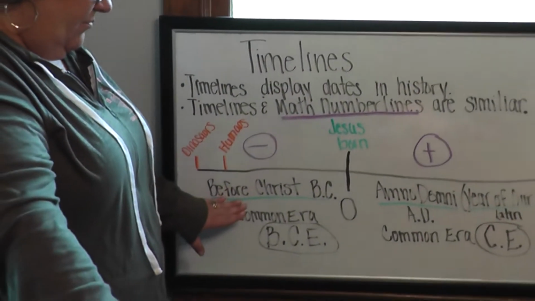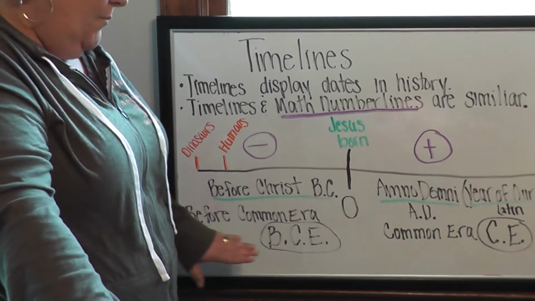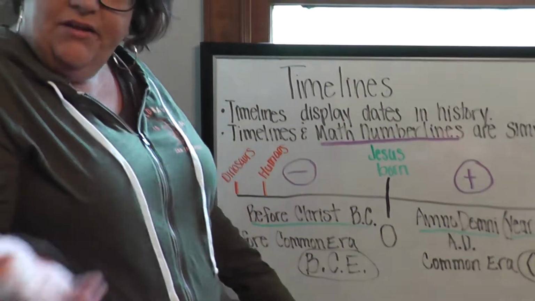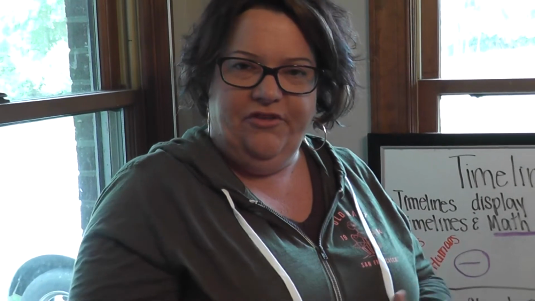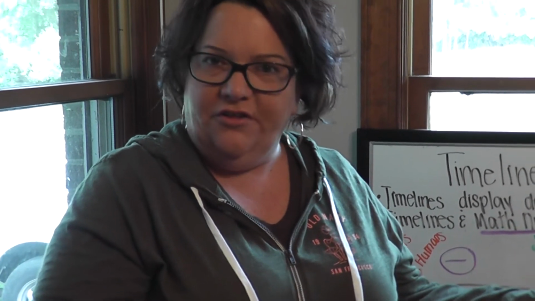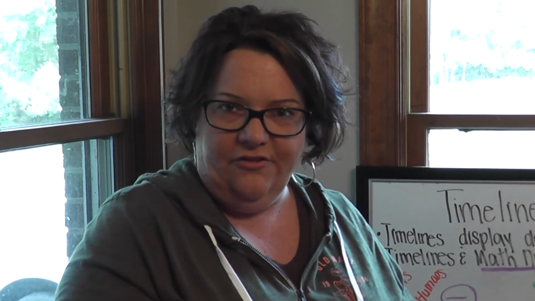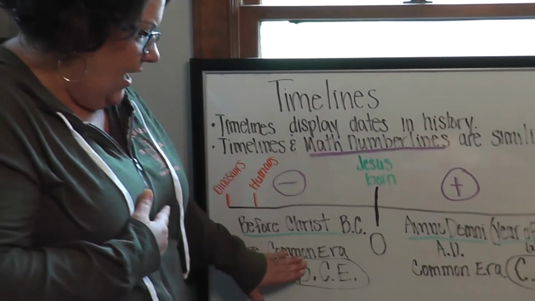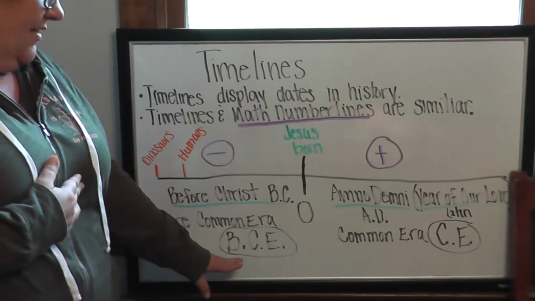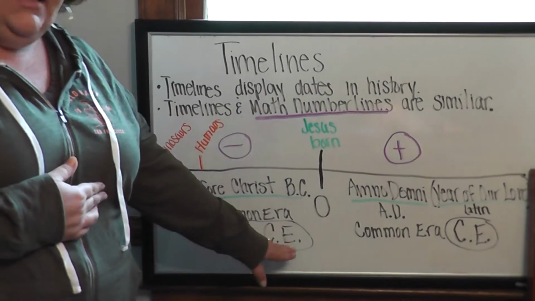Before Christ would be BC, but nowadays we say before Common Era, because not everybody is Christian. We have to be sensitive to how other peoples and other cultures judge Jesus, where he might be important in our lives but not in others. So before Common Era is what we call the time before Jesus was born, and that's referred to as BCE.